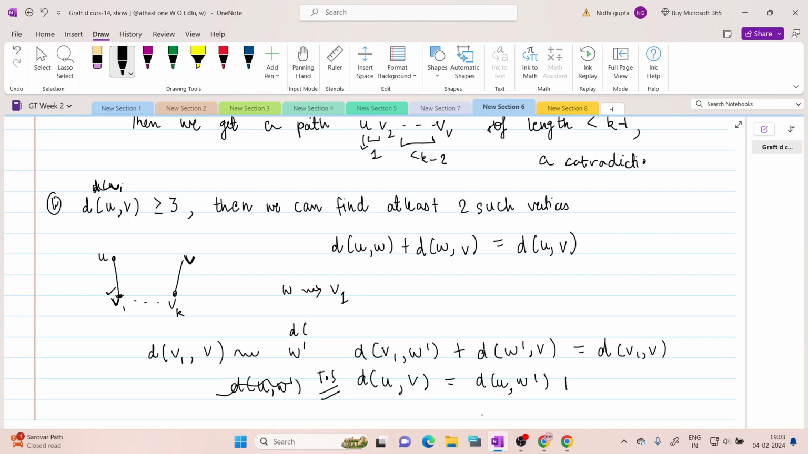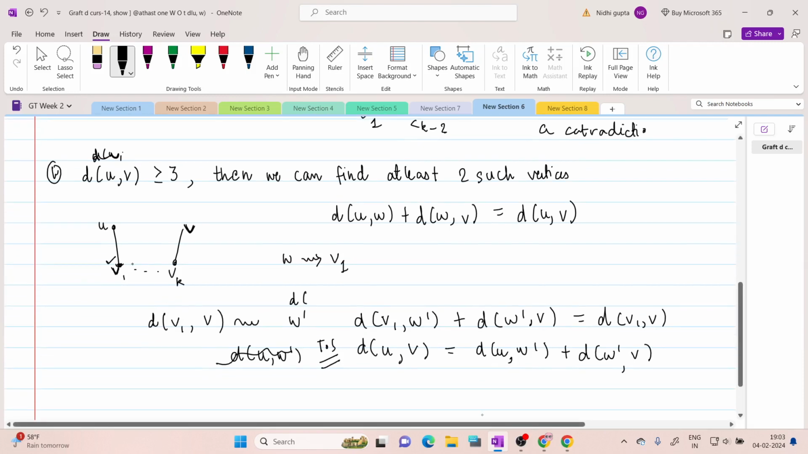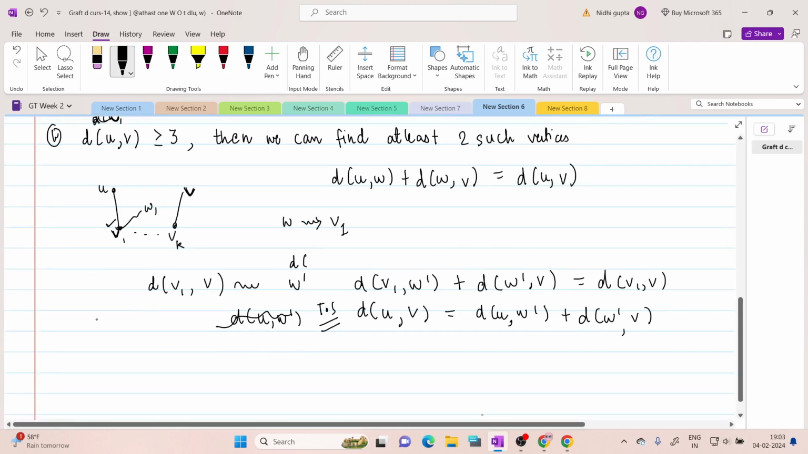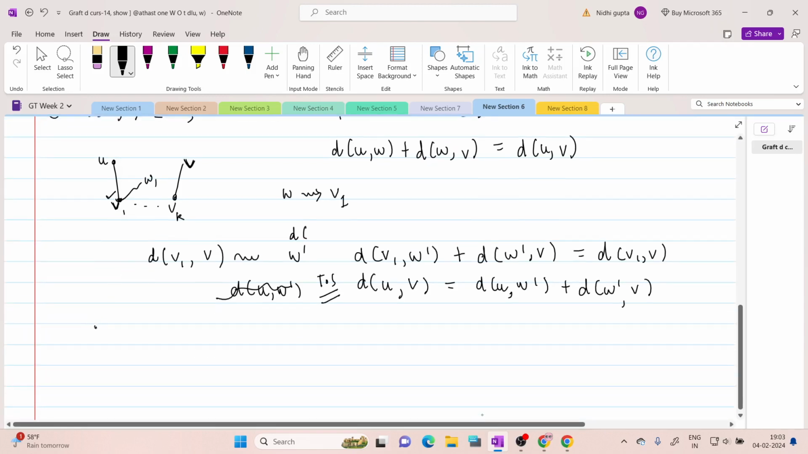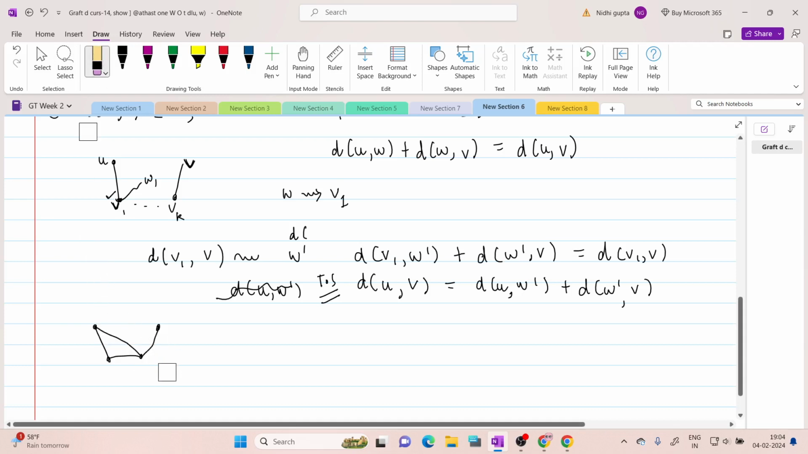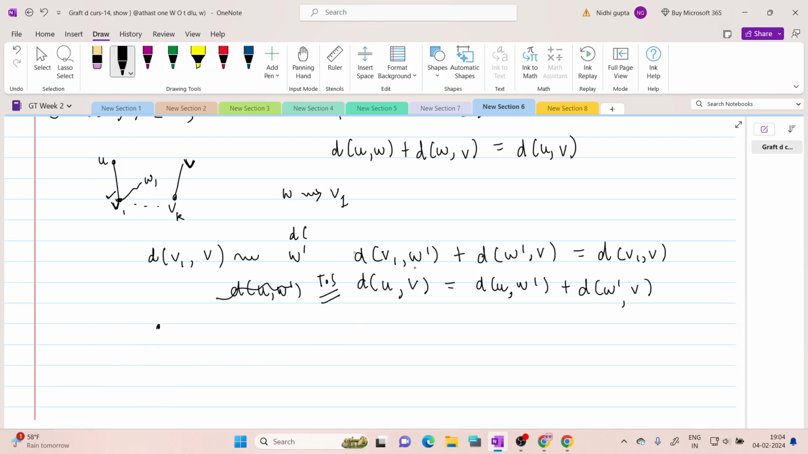To show that duv, I'll show that duv is equal to du v1 plus dv1 v. But that need not be true. Suppose you were getting this w1, so I'll give you a counterexample only. So your argument won't work. Suppose this is the graph, okay? Basically, I can't construct a counterexample right now.